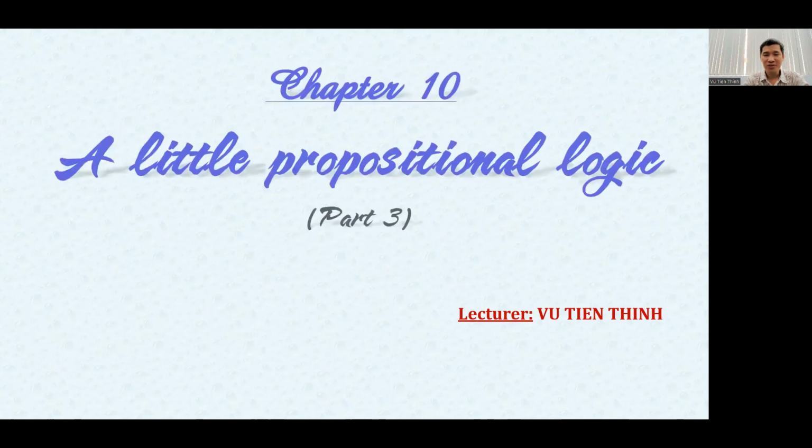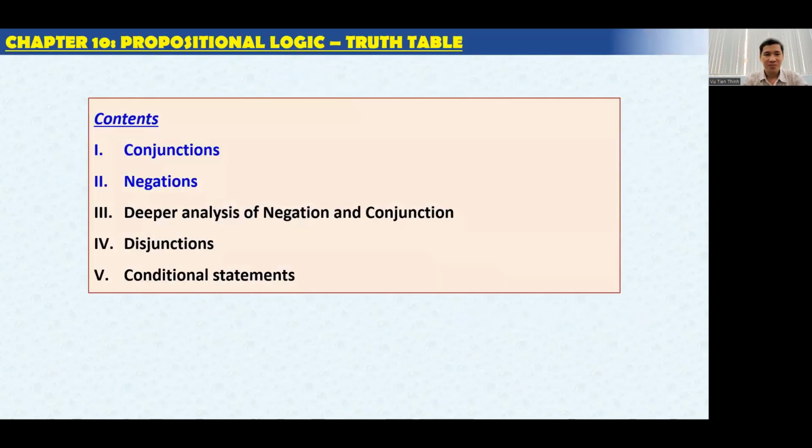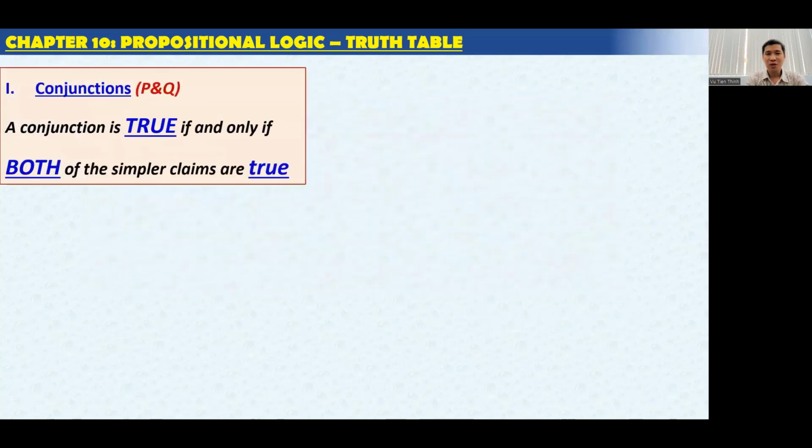Today, we continue to focus on chapter 10, a little propositional logic. We have done a part of this chapter already, and today we continue to focus on the other parts. So what have we learned? We have done conjunctions, we have learned negations, and this is the recap of conjunctions.